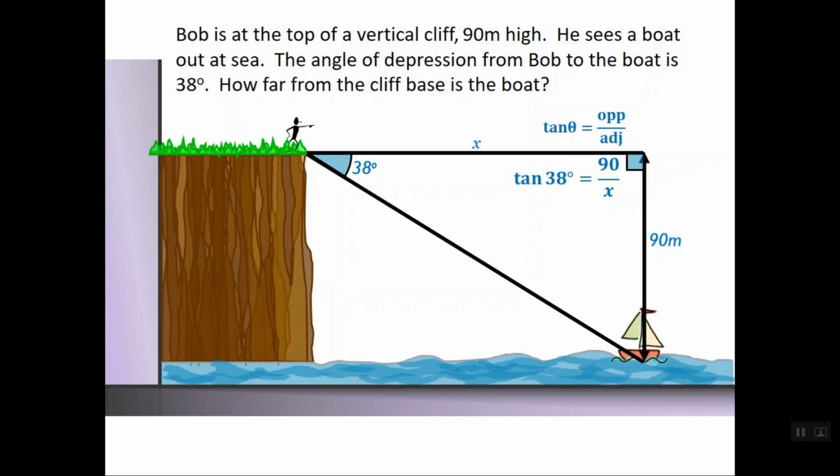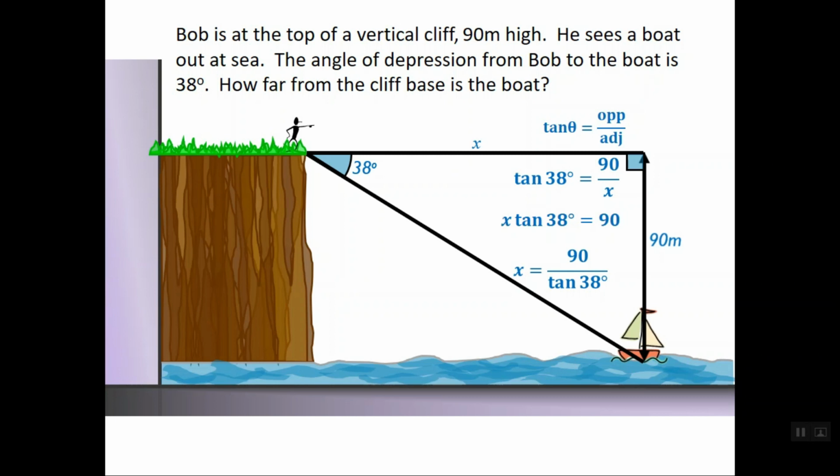My next step now, guys, is to multiply both sides of the equation by x, because I need to solve for x, so I need to first get rid of that x out of the denominator. When I do that, I get x tan 38 degrees equals 90. Again, trying to solve for x, I need to get rid of that tan 38 degrees. So I divide both sides by tan 38 degrees. Now I get x is equal to 90 divided by tan 38 degrees.